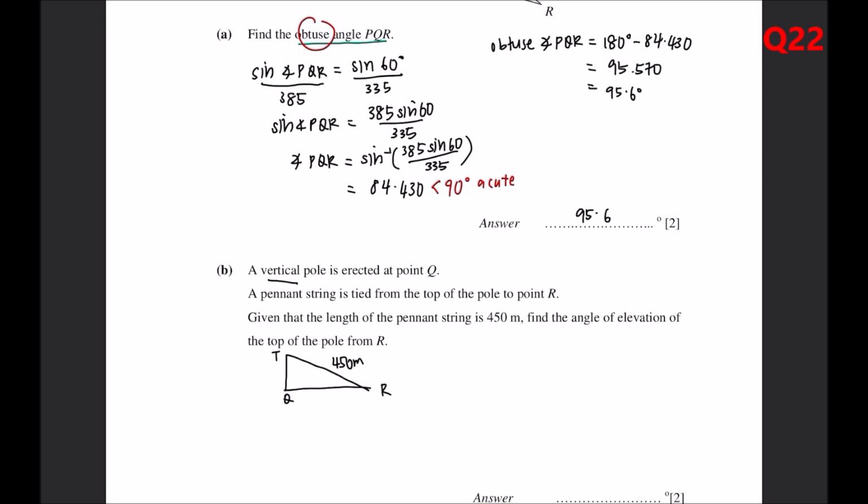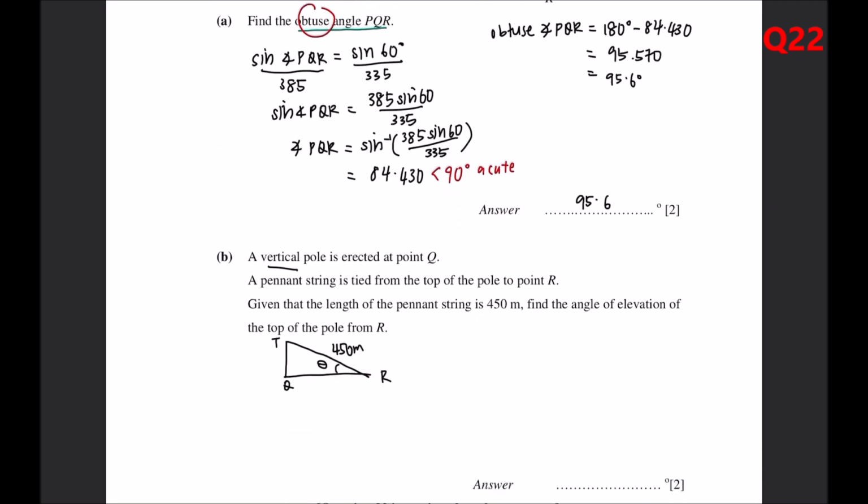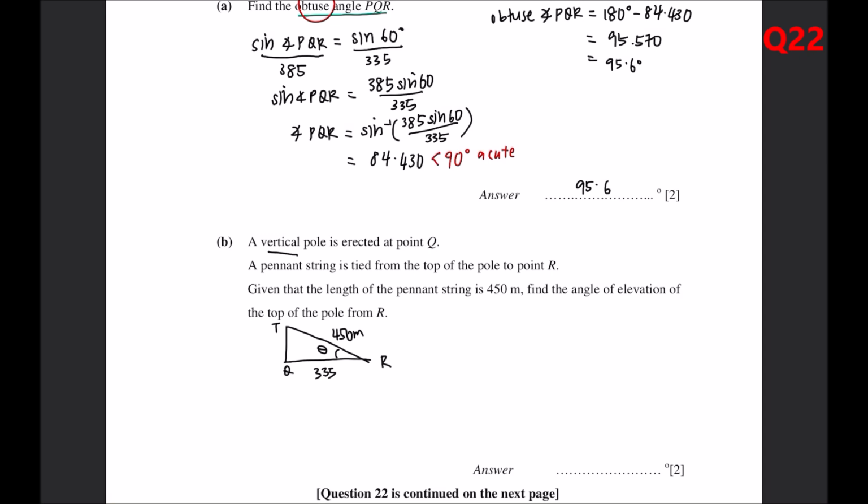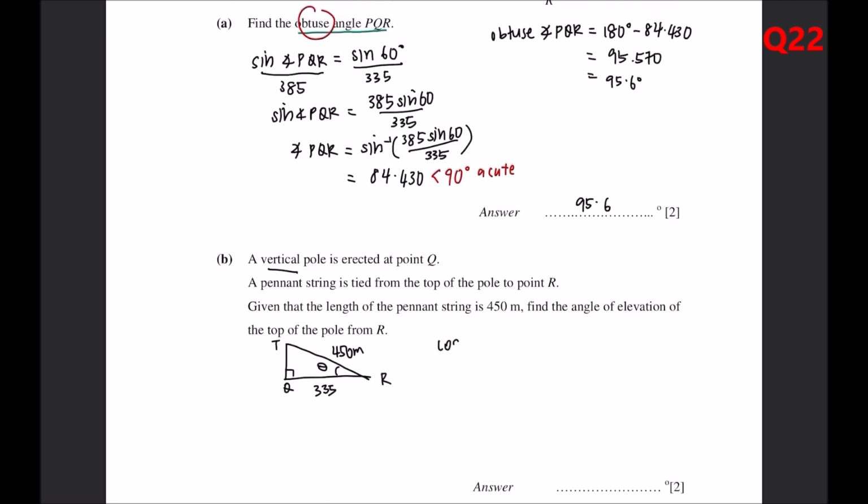So this is the top of the pole, and you want to find the angle of elevation. You have 335 meters. In this right angle triangle you have the adjacent side and the hypotenuse. How do you find the angle? You use cosine theta, the adjacent side over the hypotenuse. So theta is cosine inverse of 335 over 450, which gives you 41.888. Angle to 1 decimal place, 41.9 degrees.